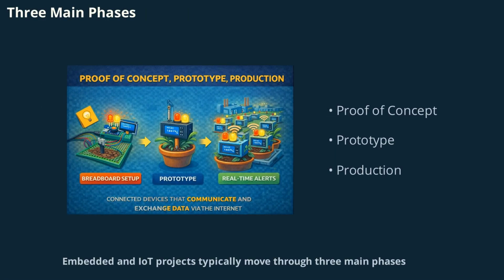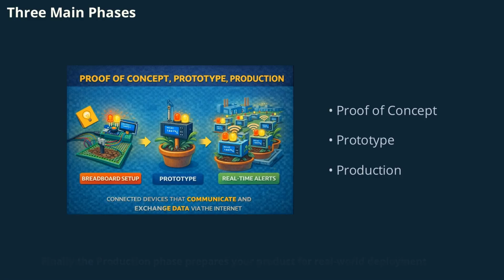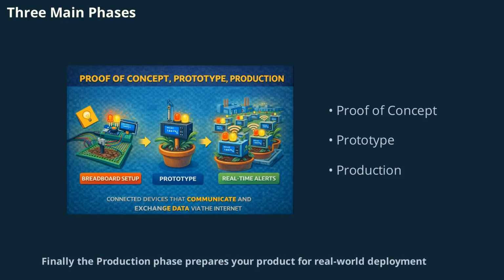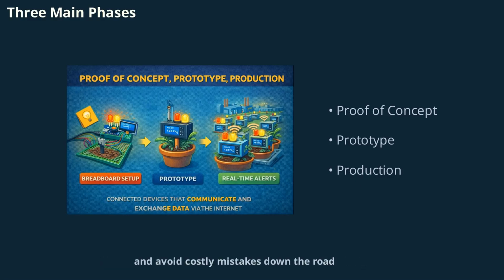Embedded and IoT projects typically move through three main phases: proof of concept, prototype, and production. Each stage has its own goals and challenges. The proof of concept phase is about validating your idea quickly and cheaply. The prototype phase focuses on refining your design and testing usability. Finally, the production phase prepares your product for real-world deployment. Understanding these stages helps you plan effectively and avoid costly mistakes down the road.